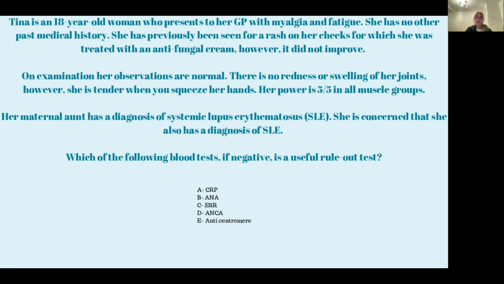Which of the following blood tests, if negative, is useful as a rule-out test? So which of the following would you do? And then if it was negative, we would think it's not SLE. Is it A, CRP, B, antinuclear, C, ESR, D, anchor, and E, anti-centromere?